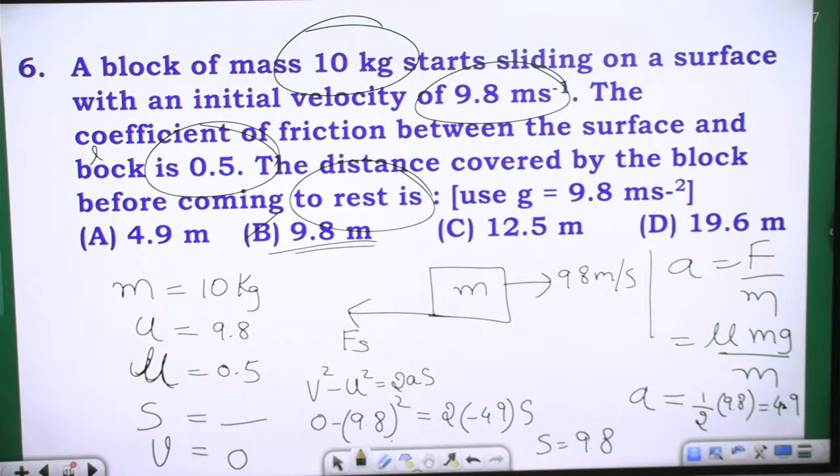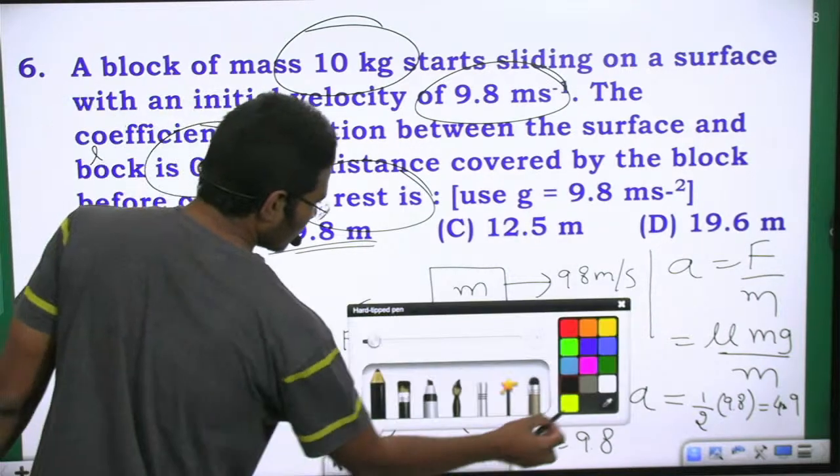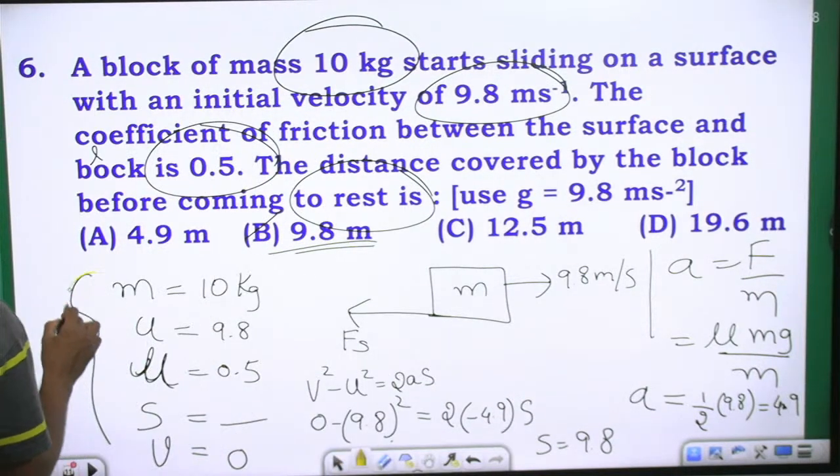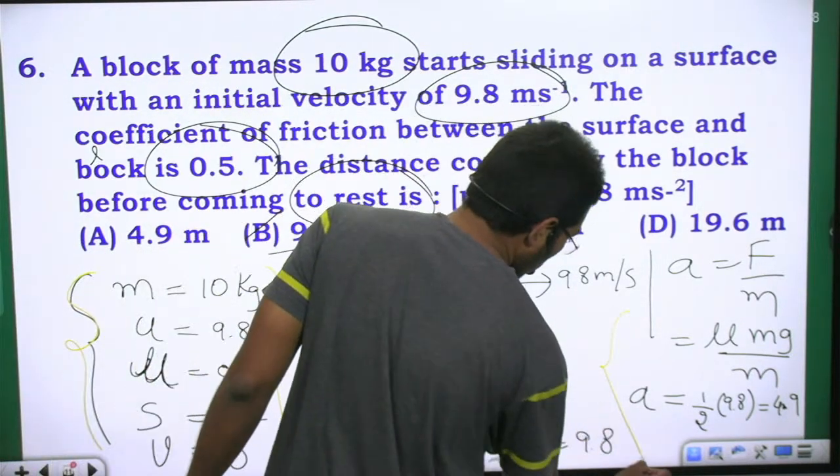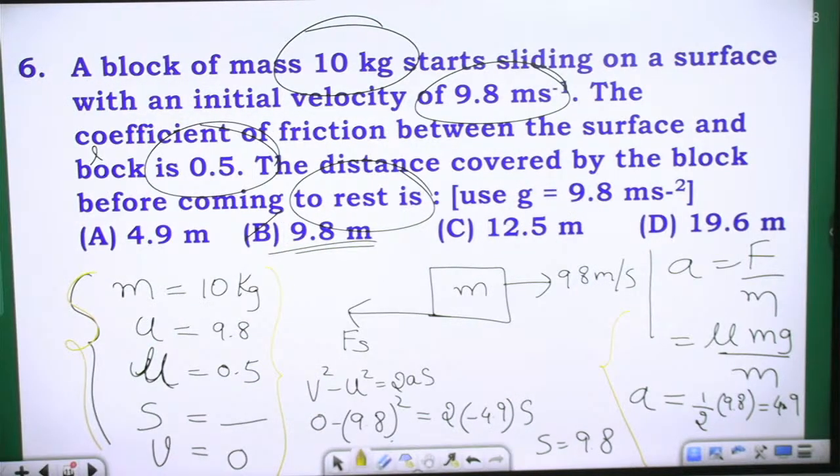This is a straightforward question. The concepts are being repeated, so there is a very good chance that in the next session for JEE Mains you may get a similar concept. This is the given data. First we found the acceleration. Next we substituted it back in this equation. We got s is equal to 9.8. Come on, let's move to the next question.